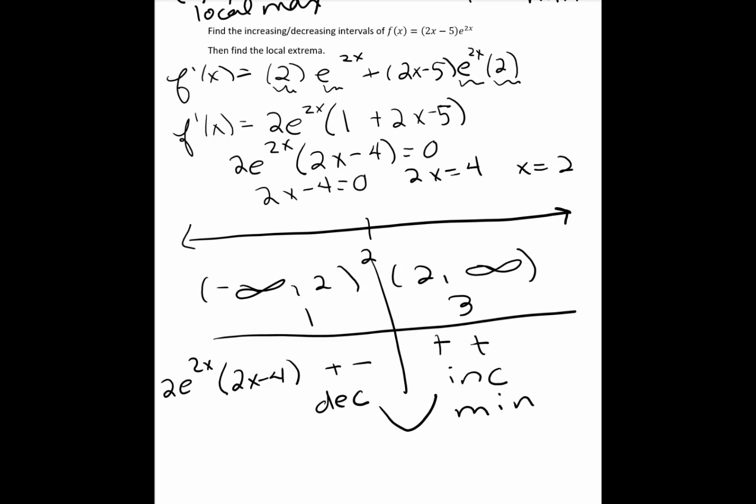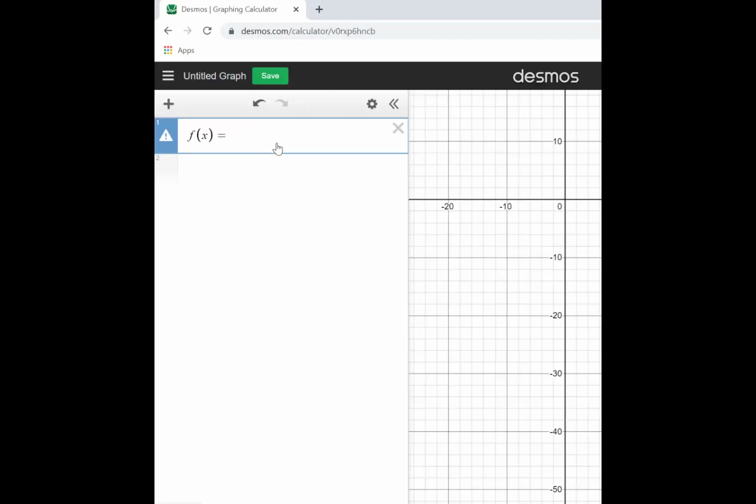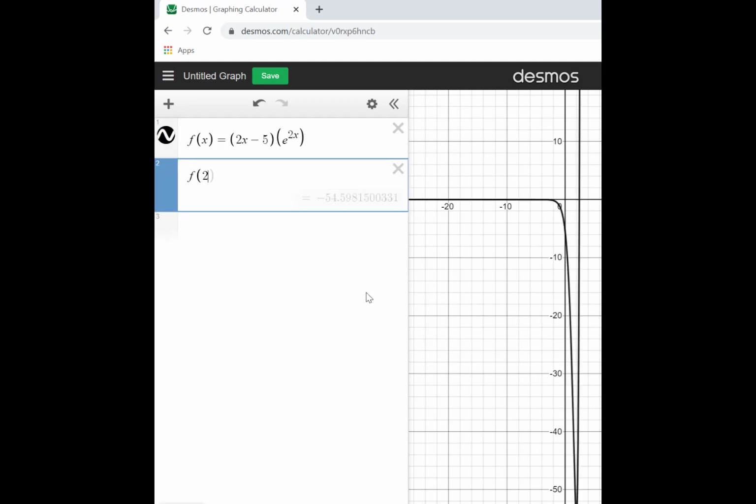We want to find the actual value of what happens at 2, so we're going to plug 2 into 2x minus 5 times e to the 2x. I'm still going to write this in as f of x equals 2x minus 5, and then e to the 2x. Now I can do f of 2. And it says it's negative 54.598. I'm going to call it negative 54.6.